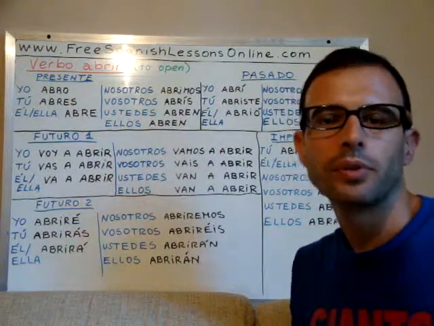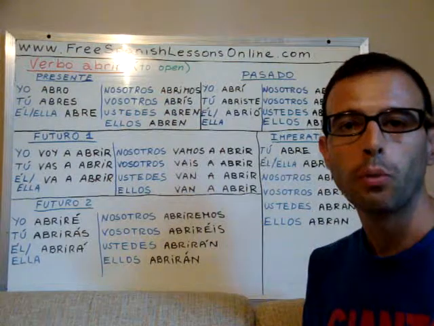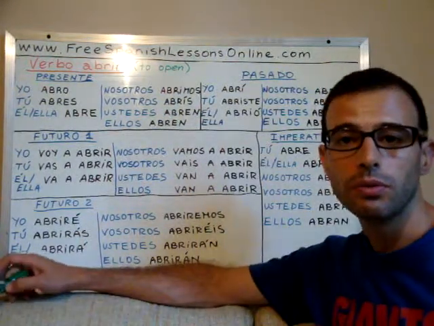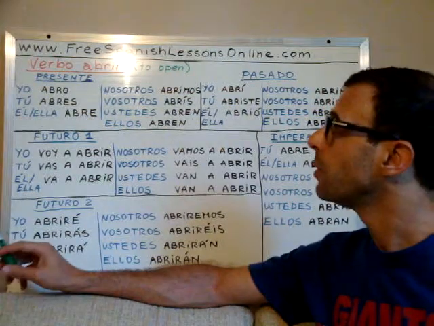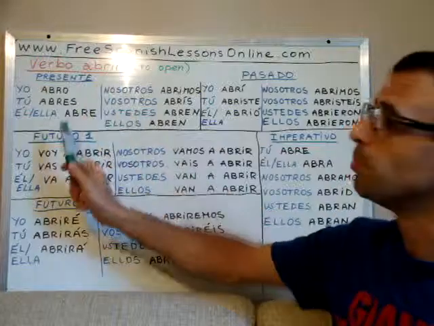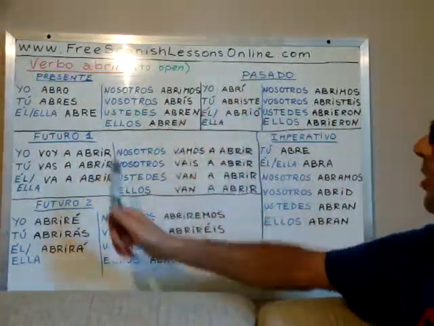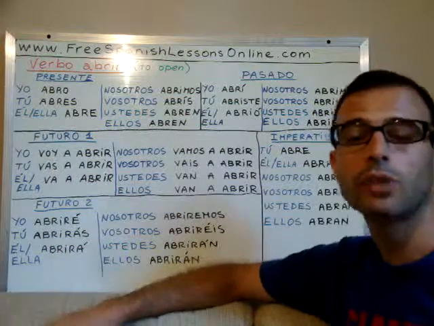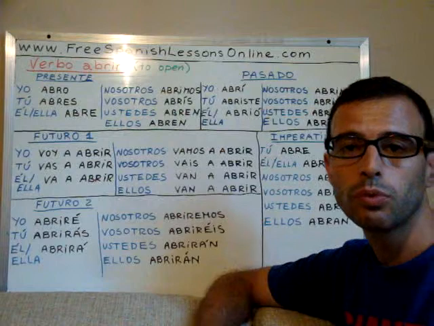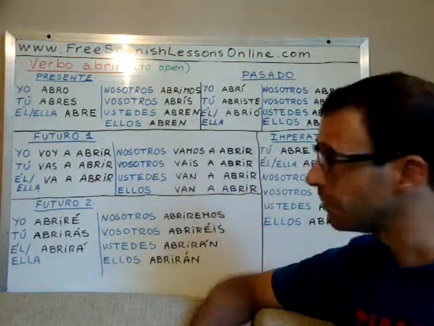Hi again. Today I want to show you the verb abrir, that means to open. We will see several conjugations, at least the most used conjugations, okay? We will conjugate the verb abrir into present, simple past, the two types of future and imperative, okay? So these would be the most used verbal tenses, okay?